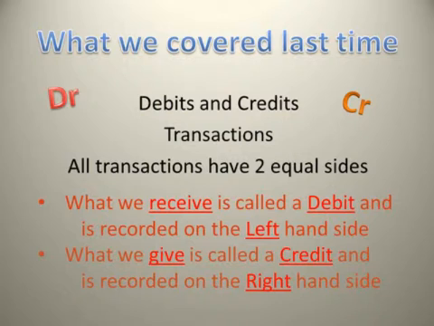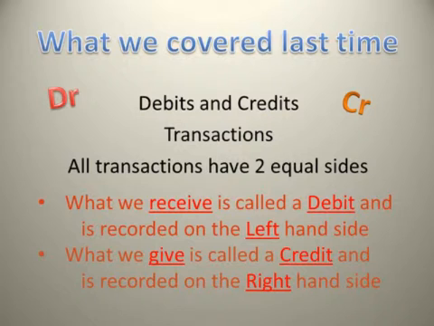What we learned about last time was a concept called debits and credits, and the fact that all businesses are made up of a series of transactions and that all transactions have two equal sides. When we put that all together, what we came up with is the fact that what we receive is called a debit and is recorded on the left hand side of something called a ledger. What we give is called a credit and is recorded on the right hand side of this thing called a ledger. What we're going to do today is to explore more about ledgers and how they're created.